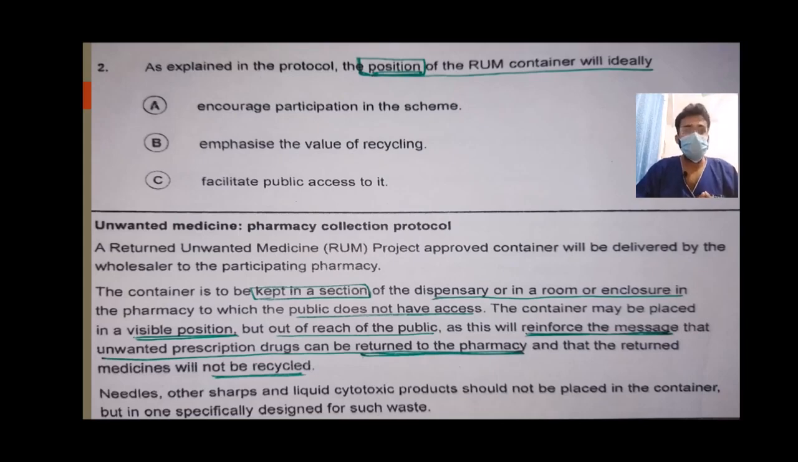Okay, let's move to the options now. Option A: encourage participation in the scheme. Option B: emphasizes the value of recycling. We are not talking about recycling in the text, so this is a wrong option. Option C: facilitate public access to it. We should avoid public access. Option C is wrong. Option B is out of text. So what we are left with is option A. So our answer is option A: the position of the container will ideally encourage participation in the scheme. Okay, our answer is A.